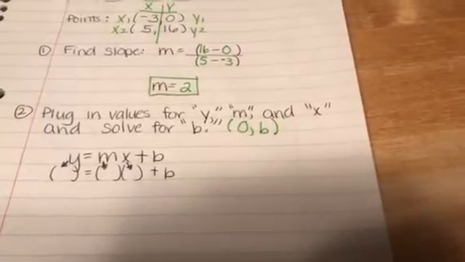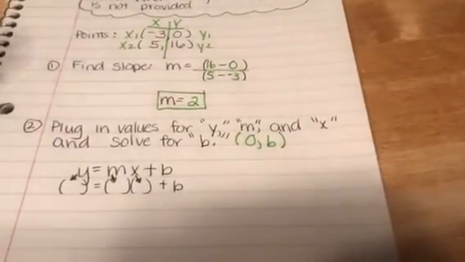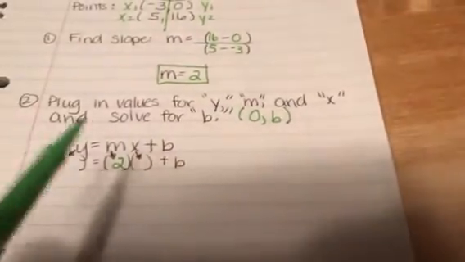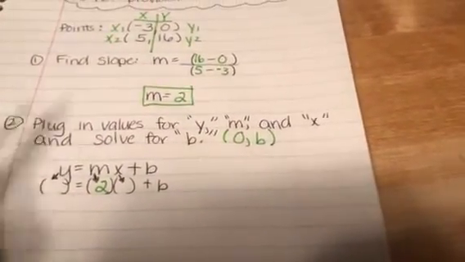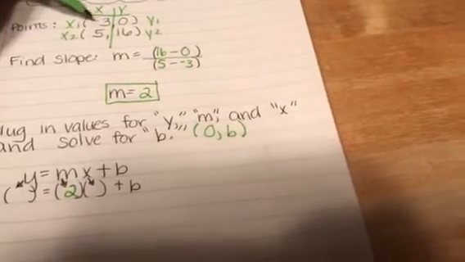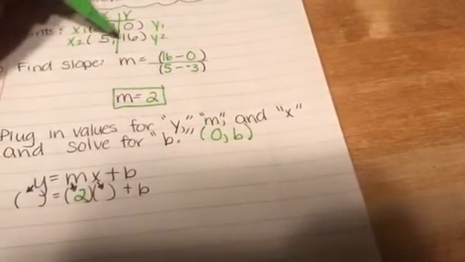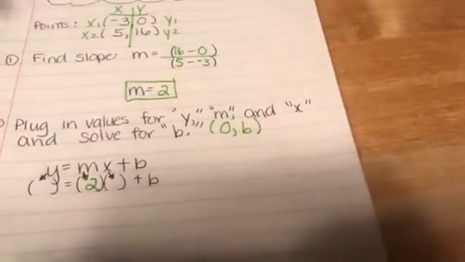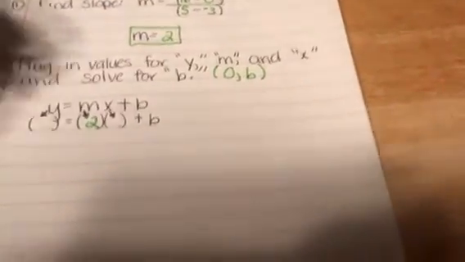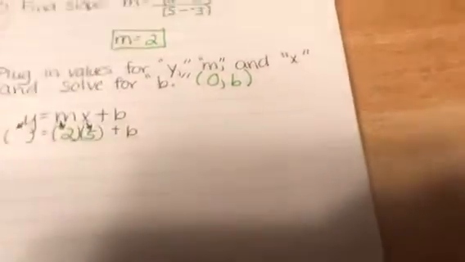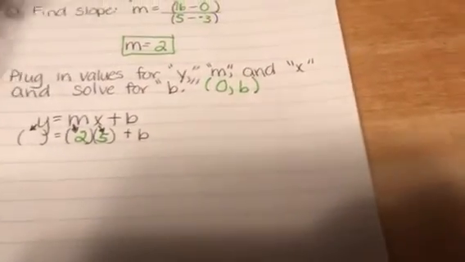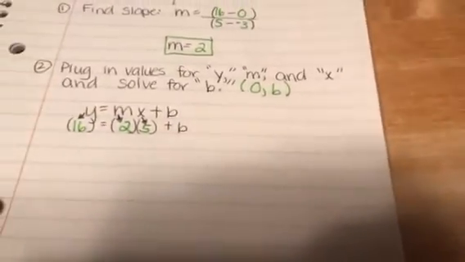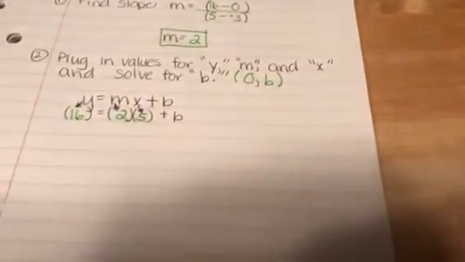We have y equals mx plus b. We just found that m is 2, so we're going to plug in a 2. All right, to get our x and our y, we're going to go up to our table. We've got 2 choices. We can use the first point or the second point. Either one works. I'm going to use the second one. So x is 5. I'm going to plug in a 5 for the x, and y is 16. All right. Now our job is to figure out what b equals.